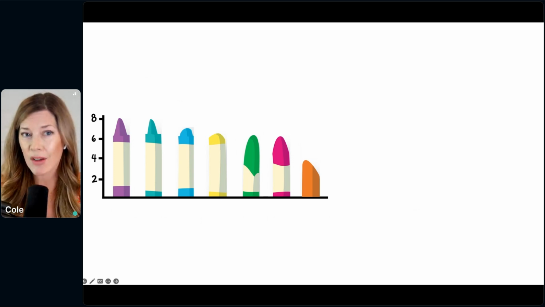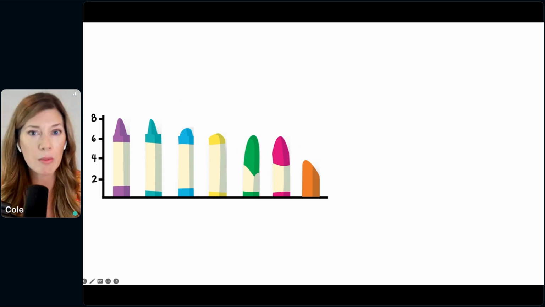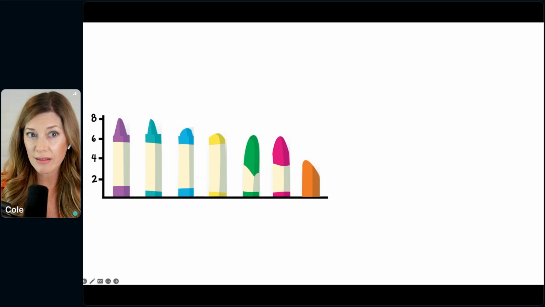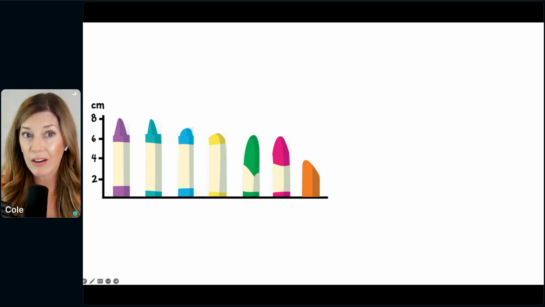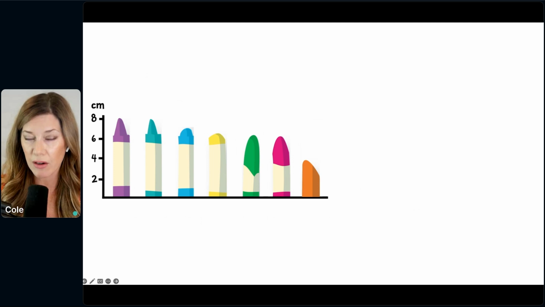The tallest crayon's almost 8 centimeters. I measured it. So I'm going to label my graph by 2s. 2, 4, 6, 8. I'll add the letters cm at the top, so I know this stands for centimeters.